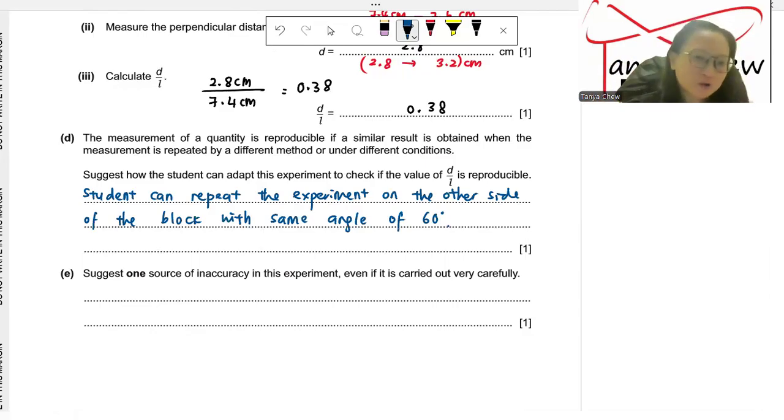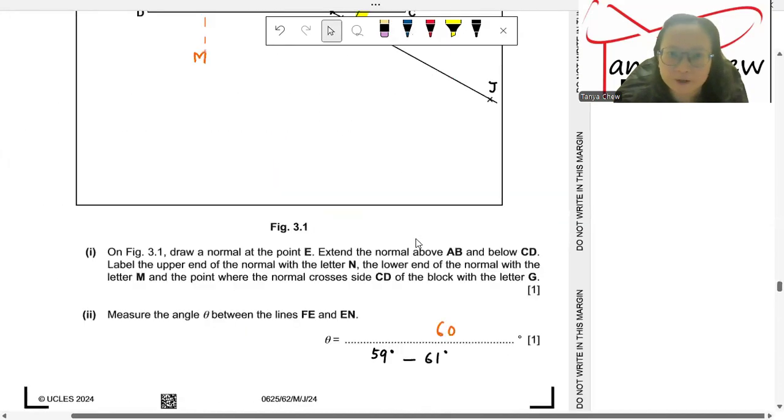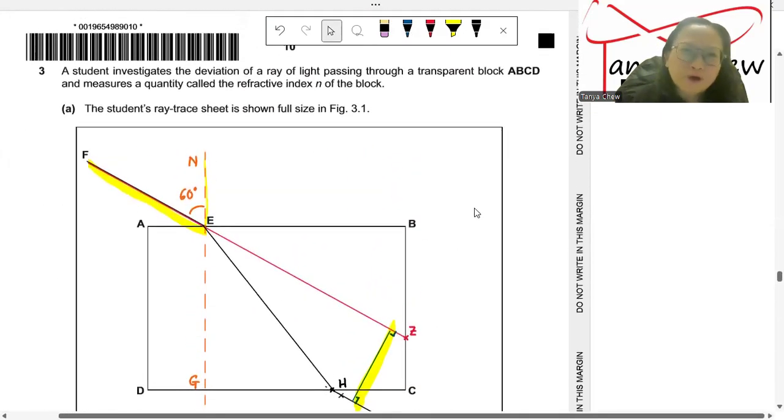E suggests one source of inaccuracy in this experiment, even if it is carried out very carefully. When they say very carefully, there's no parallax error. You cannot talk about the parallax error. So I have to scroll up again to see what could have gone wrong. Okay, first of all, they only tell you the deviation of the ray of light.